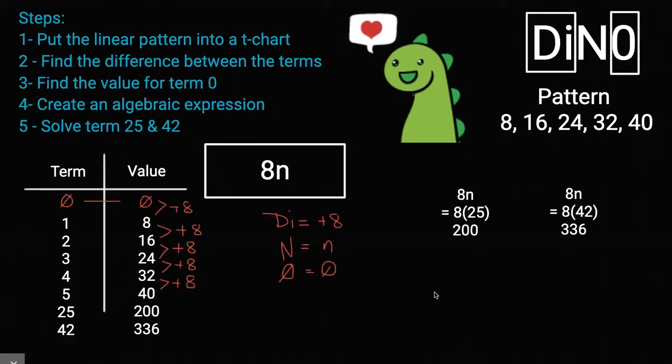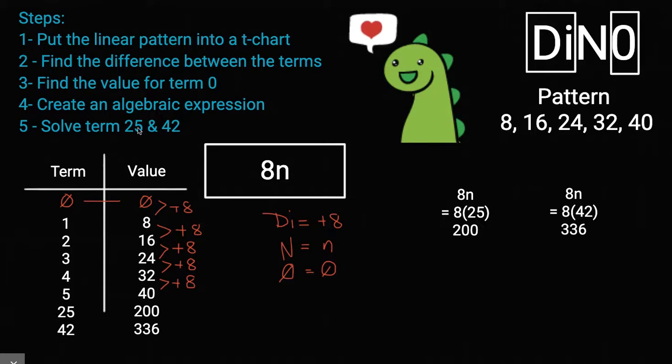Awesome, so hopefully you were able to see that the difference between the terms was plus 8. The n is just the variable n, and our term 0 was 0, which means that when we wrote out our algebraic expression, we didn't need to put it in. So really your algebraic expression ended up 8n.